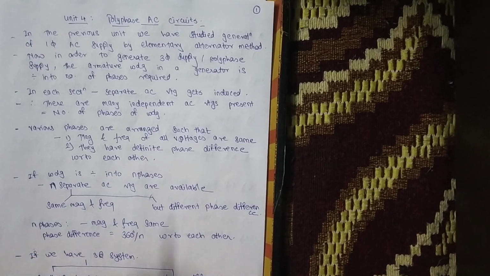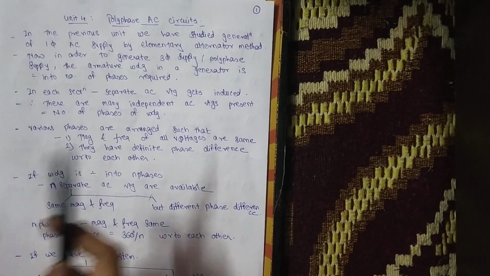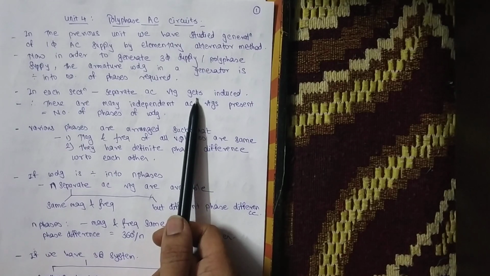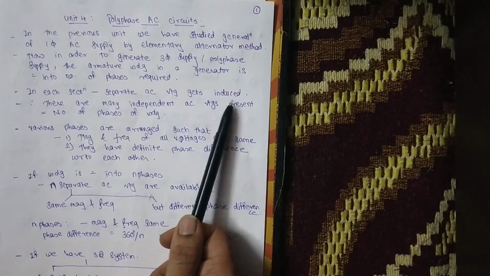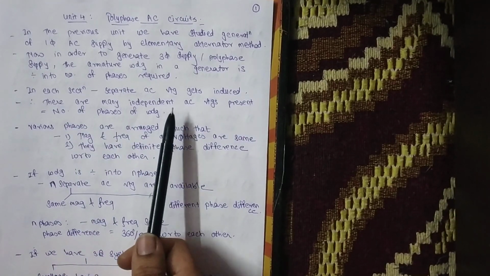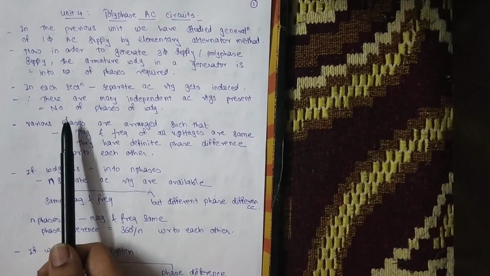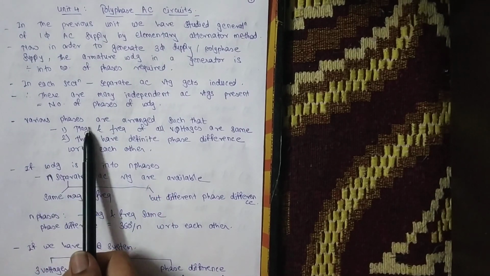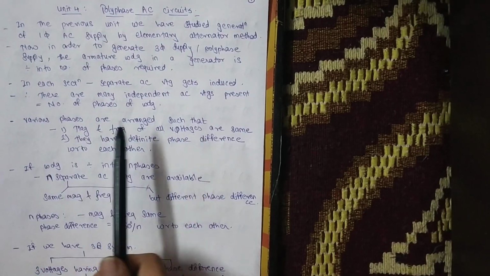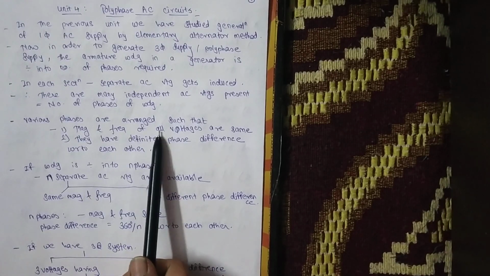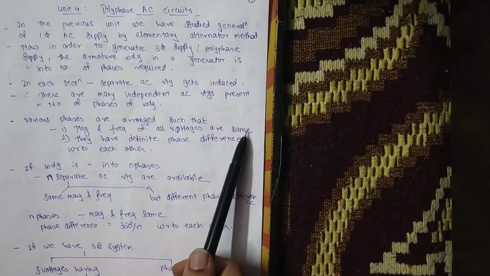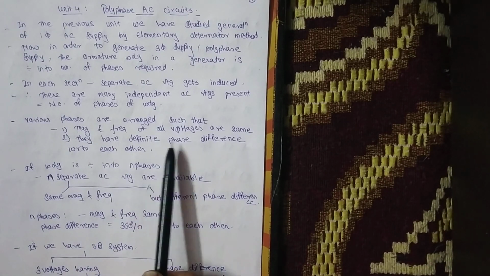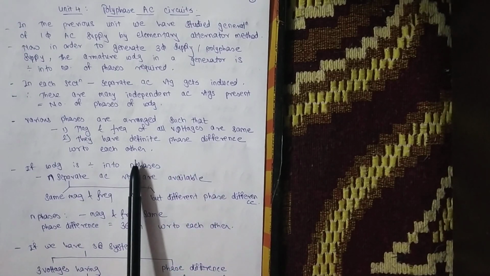So we are going to use the armature windings and divide the windings into 3 different sections, so that a separate AC voltage is induced against each of them. There are many independent AC voltages, equal to the number of phases of the windings. The various phases are arranged such that the magnitude and frequency of all the voltages remain the same, and they have a definite phase difference with respect to each other.